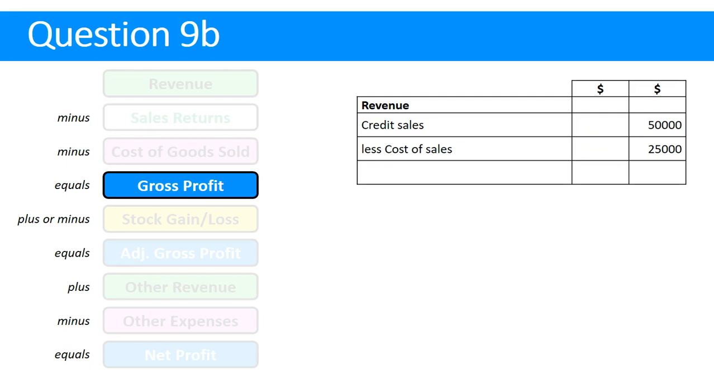section, we might just move those over to the right hand column there. It doesn't actually matter, there's no marks lost for not doing that, but to keep it orderly, I try and do that all the time. And that gives us a gross profit of $25,000.